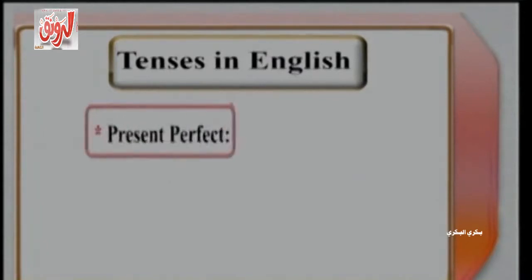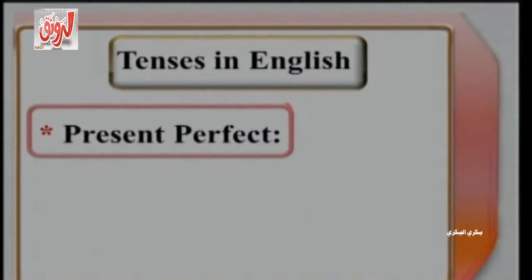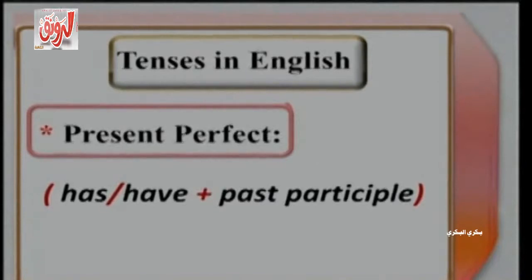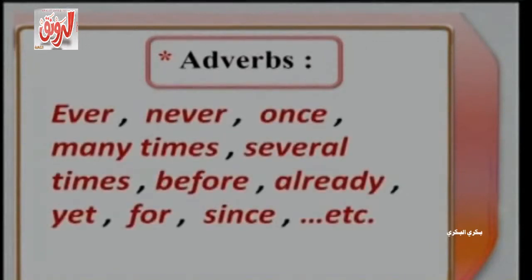Tenses in English. Present perfect. How to make a perfect action? See the way: has or have plus past participle. The adverbs are the words which can make us know the present perfect: ever, never, once, many times, several times, before, already, yet, for, since, etc. These words may be used. If found, they inform about the kind of sentence which we refer to as perfect.